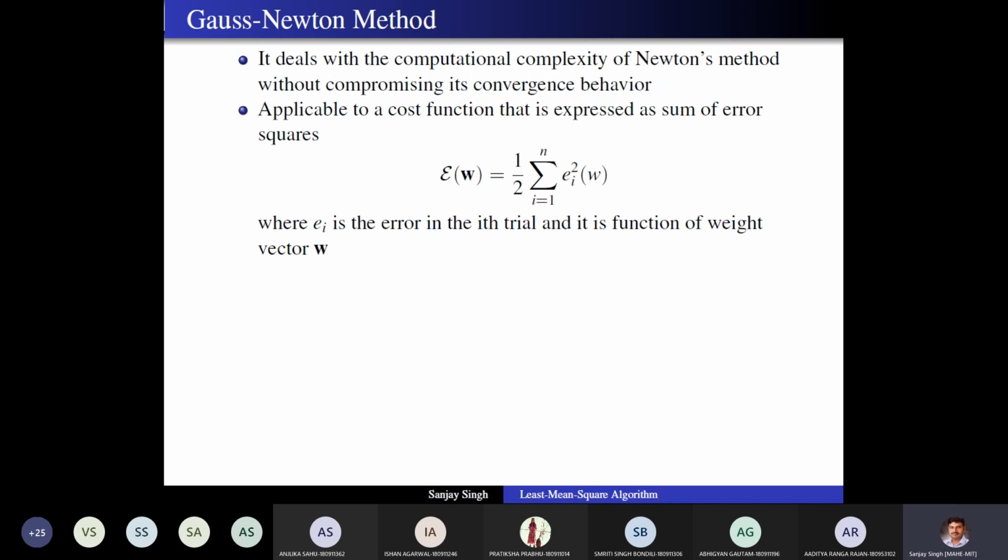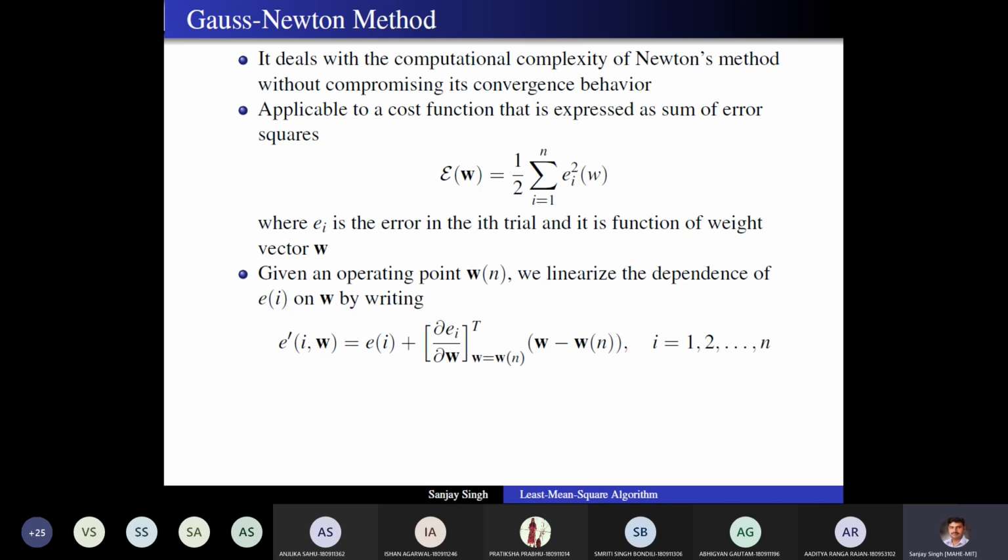Now here, we have to talk about some cost function. The cost function for this Gauss-Newton method is expressed as the sum of error squares. Where will this error come from? It is the difference between the actual output which your system is producing given an input, and the desired output which is known to you from the training data. As I mentioned here, there is the error in the ith trial, and it is a function of the weight vector.